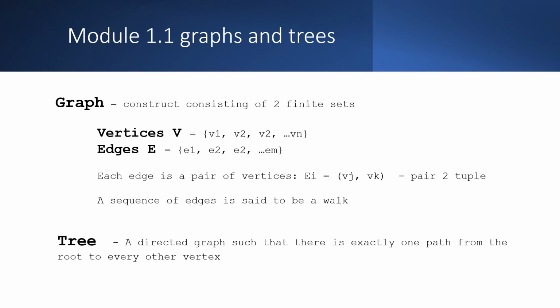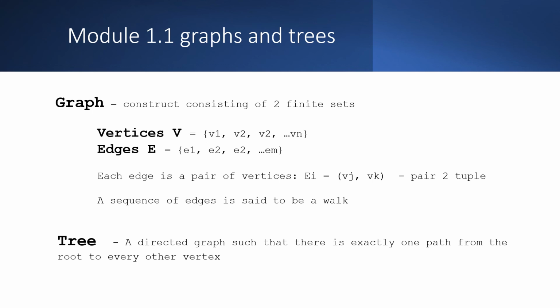Okay, graphs. Graphs are a construct consisting of two finite sets. You have your set of vertices and you have a set of edges. And we're going to talk about tuples. A pair is a two-tuple. Each edge is a pair of vertices, right? You have an edge that goes from one vertex to another vertex, and the term tuple means that you have two elements to define that. We're going to be doing 5-tuples and 4-tuples, so you need to understand the term tuple.